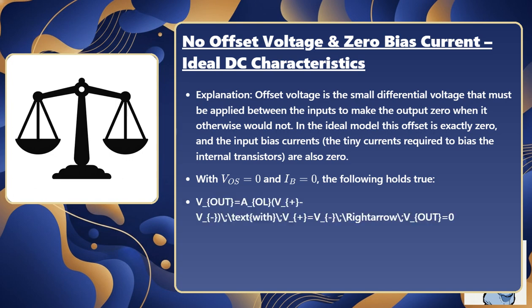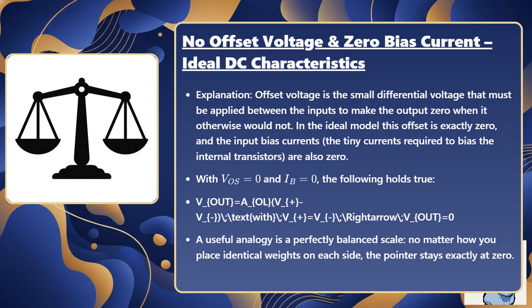V out equals A sub OL times (V plus minus V minus), with V plus equals V minus implies V out equals 0. A useful analogy is a perfectly balanced scale. No matter how you place identical weights on each side, the pointer stays exactly at 0.